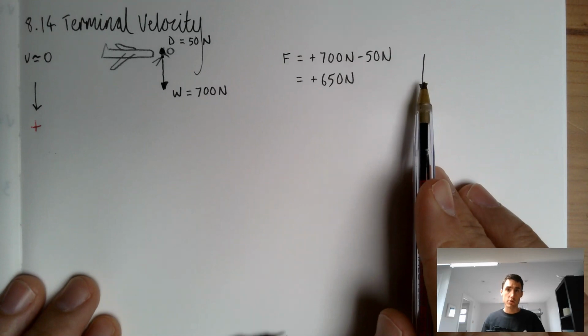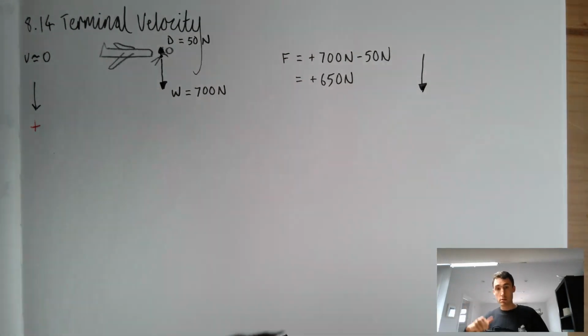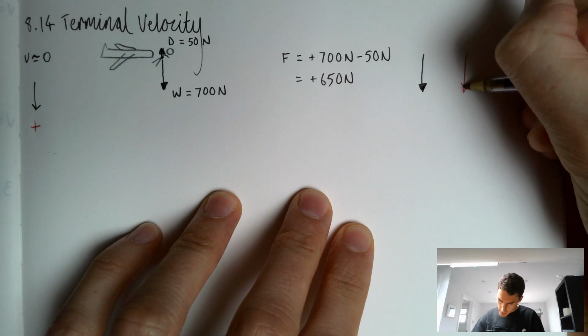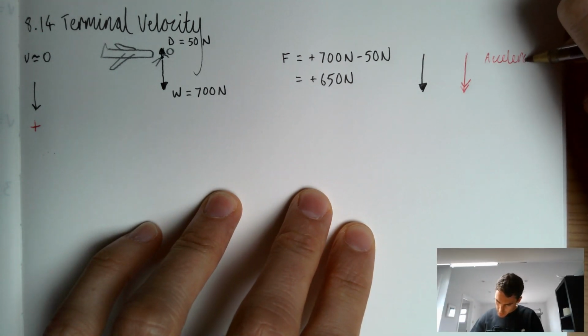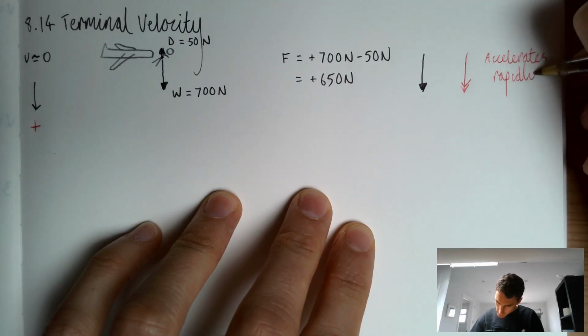And if I've got a large resultant force, again, I might ask students, show me your thumbs, is the acceleration going to be big or small? Hopefully they recognise it's going to be big. So I'm going to put a large acceleration here. I'll put accelerates rapidly.